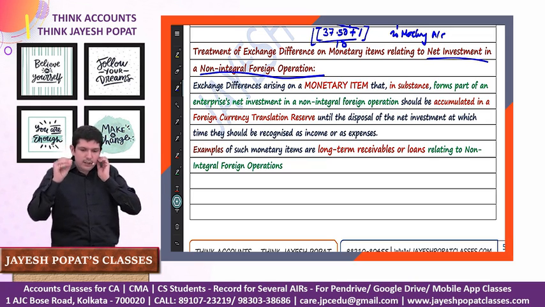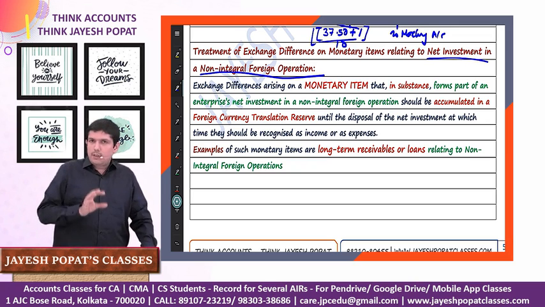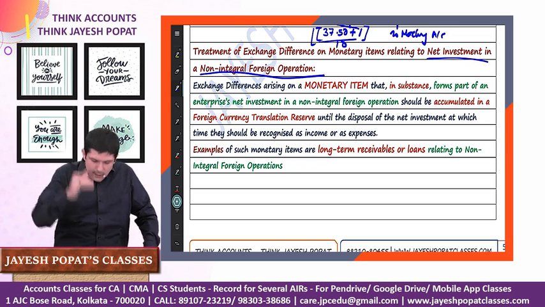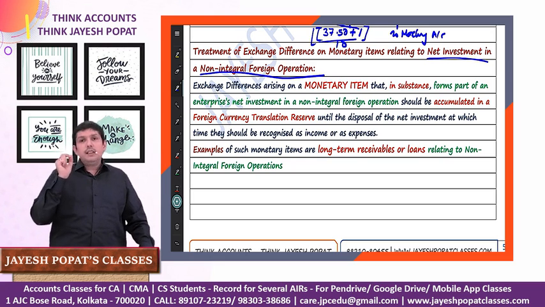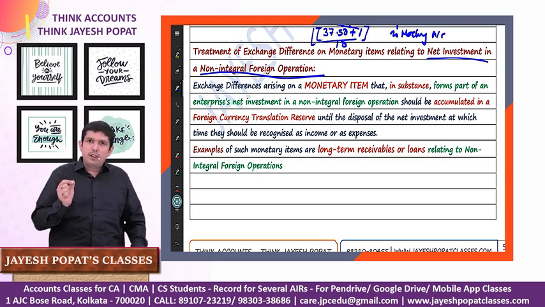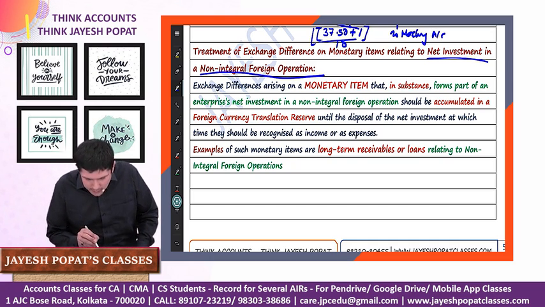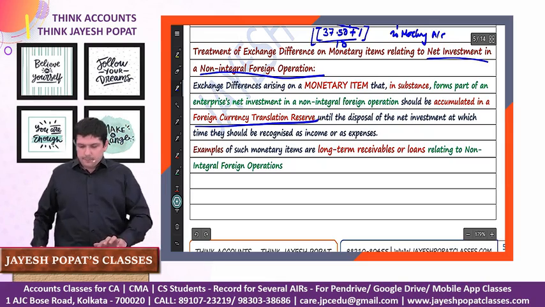So normally any difference on a monetary item is taken to the statement of profit and loss, but in this case, if it is related to a non-integral foreign operation, instead of taking it to the statement of profit and loss, you will accumulate it in the account which is the foreign currency translation reserve account.